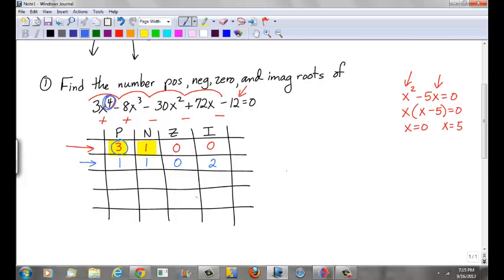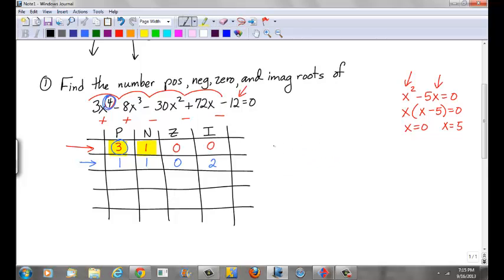Okay? Now, in the back of the book, the author is going to list these answers with commas, like 3, 1, 0, 0, or 1, 1, 0, 2. I prefer that you keep it in a table, and we'll check it in table form. This whole method is called Descartes' rule of signs.